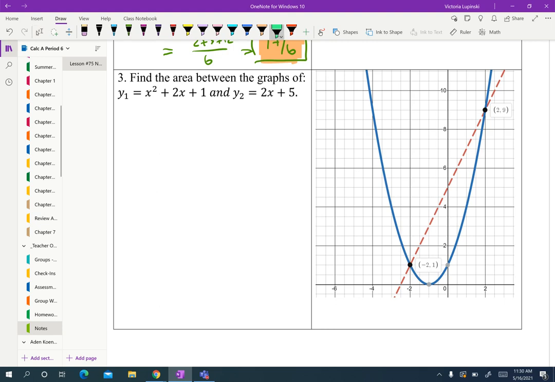And again, something to point out: these points of intersection, if you were going to find them algebraically, you would have to set these 2 equations equal to each other, put them on the same side, set it equal to 0, factor and solve.